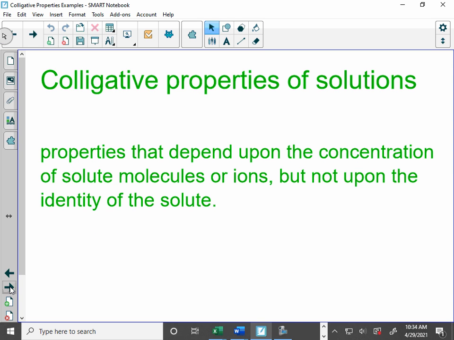So first of all, we're going to talk about colligative properties. These are properties of a solution that depend on the concentration of the solute molecules or ions, but not on the identity of the solute. So basically, bottom line, we're going to have boiling points that go up. We're going to have freezing points that go down based on solutes dissolved in a liquid.